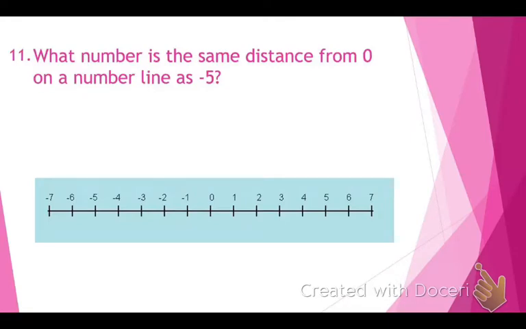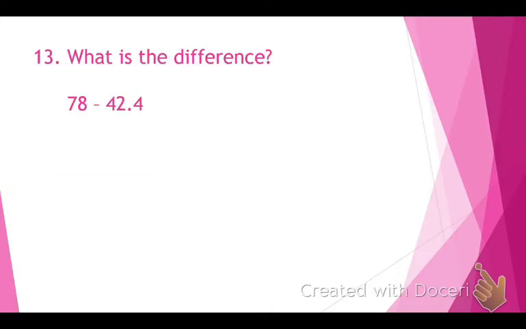All right, boards are down. Guys, which number is the same distance from 0 on a number line as this -5 over here? Positive 5 would also be the same distance. All right, some people got tricked up on this. Guys, what number is the same distance from 0 on a number line as positive 22? Negative 22.